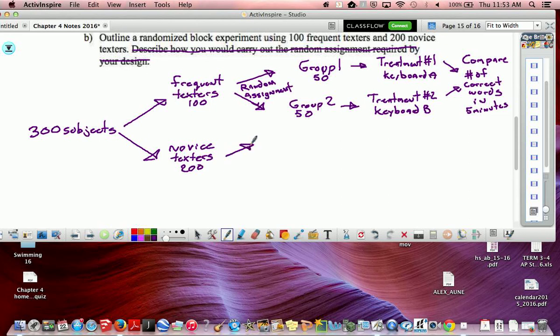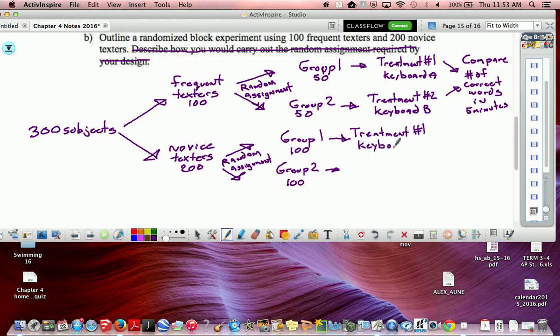All right, continuing on with novice, we just basically are doing the same thing. Random assignment. So group 1 will be 100, and group 2, 100. So treatment 1, keyboard A. Treatment 2, keyboard B.